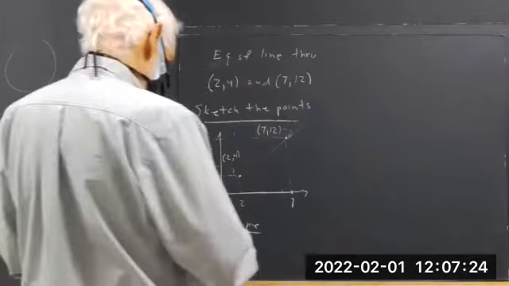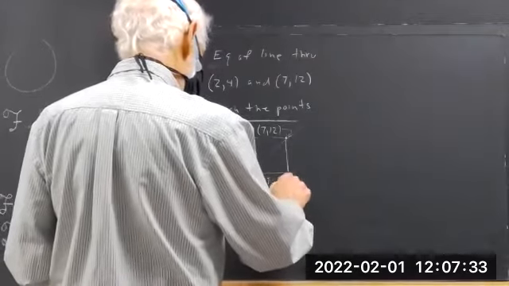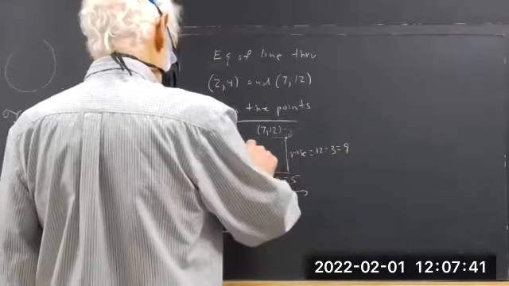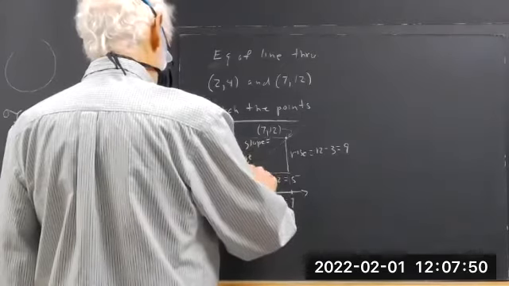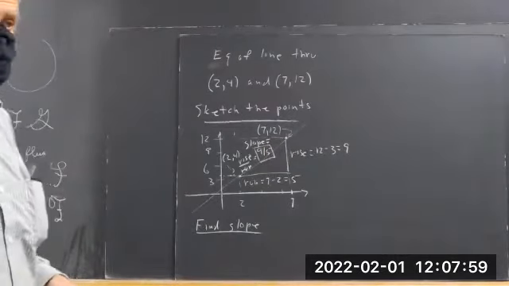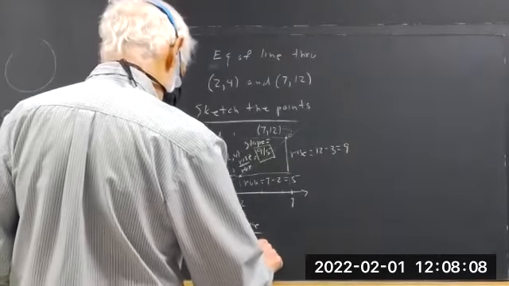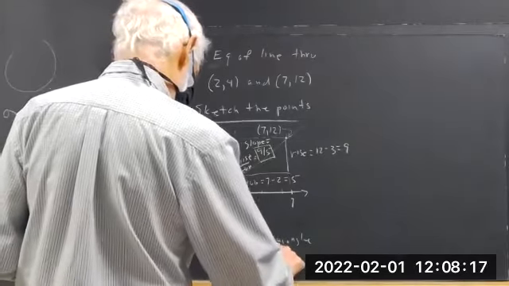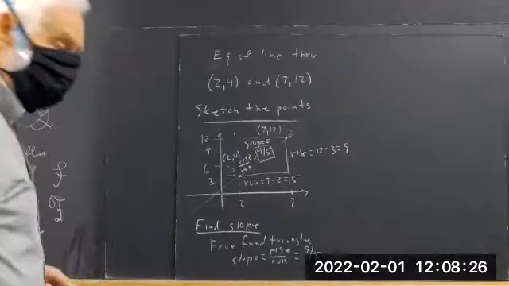Without going into a lot of detail in the estimation, the run is 7 minus 2, which is 5. Rise is 12 minus 3, which is 9. So the slope, rise over run, is 9/5.